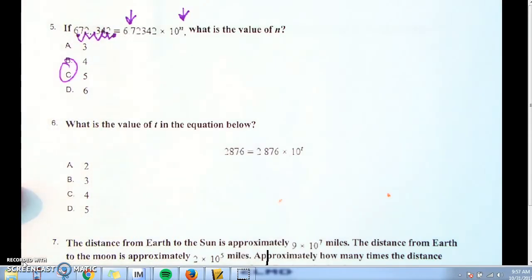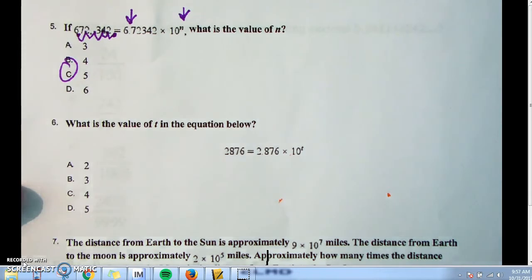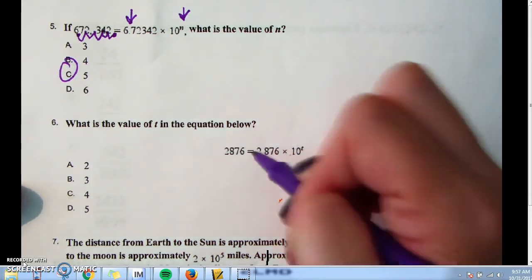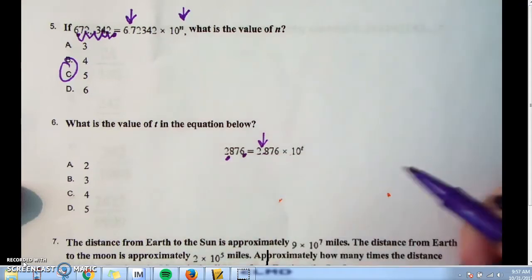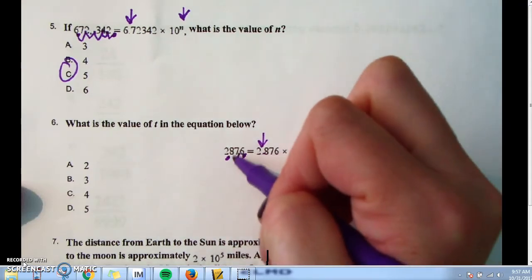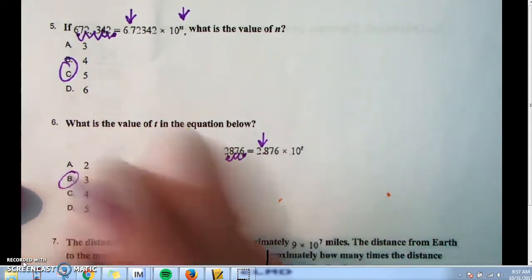5 spaces. What is the value of t in the equation below? Again, decimal is here. The problem told us we're moving it between the 2 and the 8. 1, 2, 3 spaces. B is your answer.